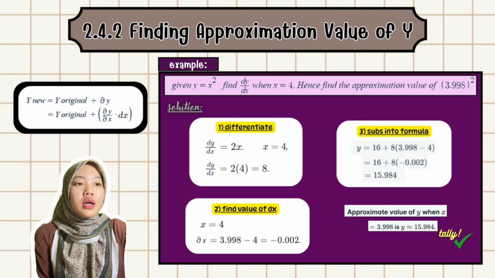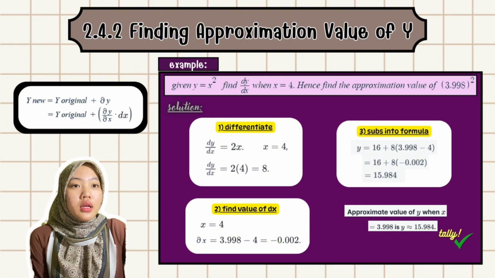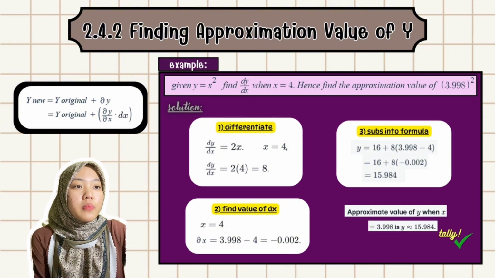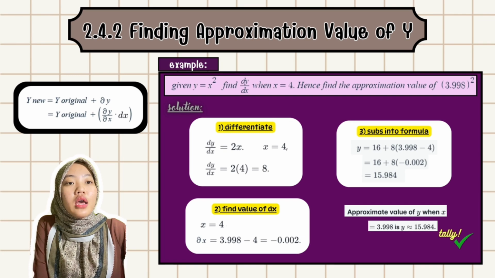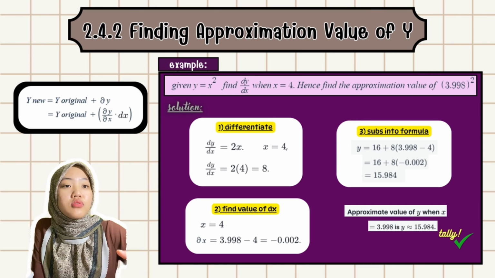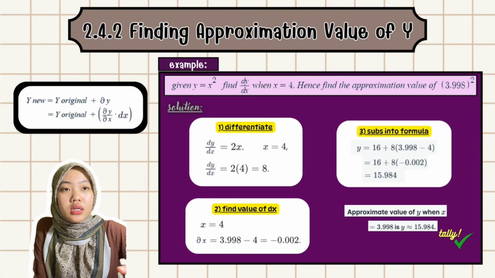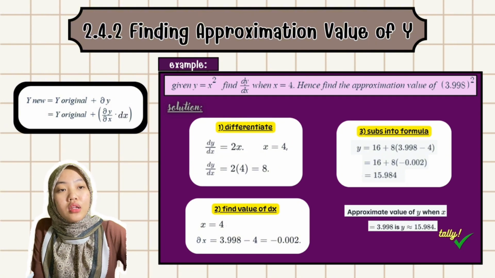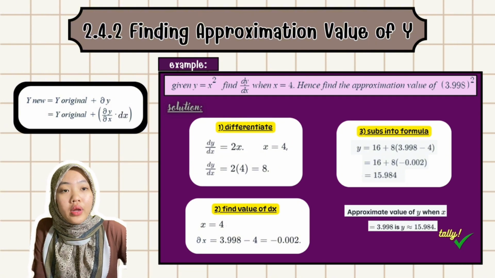Okay, so let's see the example. Given y is equal to x squared, find dy over dx when x is equal to 4. Hence, find the approximate value of 3.998 squared. Okay, so the first step that we need to do is to differentiate the function that we got in the question earlier. So the function is y equals x squared. Differentiating the function, we will get 2x. And then we know that the value of x is equal to 4. So we substitute the value of x into the equation that we differentiated earlier.